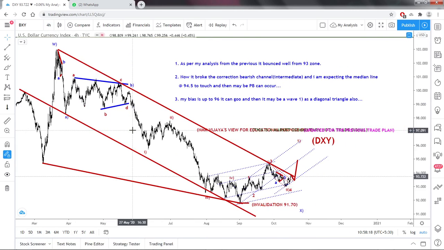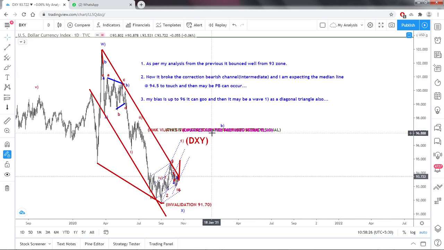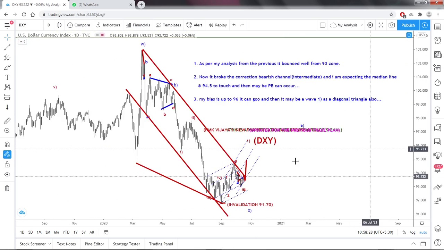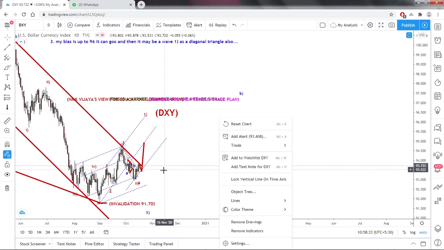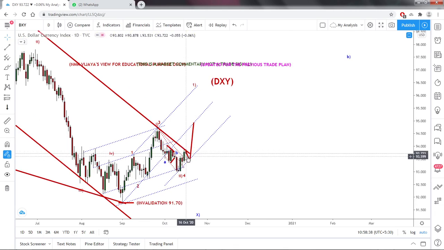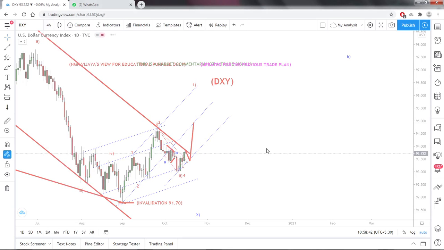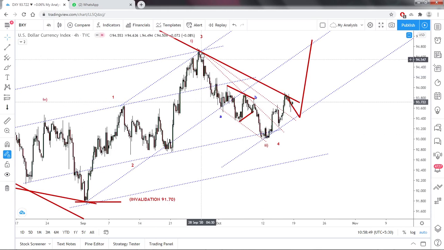So DXY, in the daily, there is a perfect channel here, which I had drawn, and it got rejected. And again it's now coiling in the 1 hour and 4 hour. If you look closely, it is getting rejected here. First it got rejected here, and then again it finished in 3 waves.